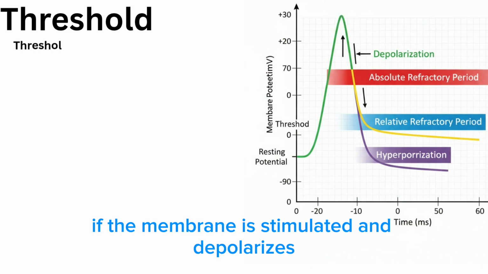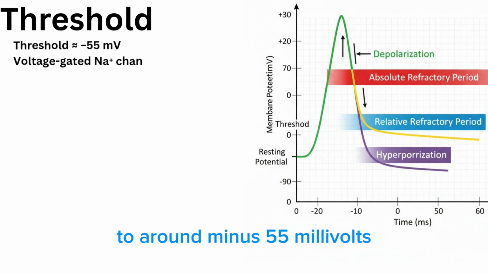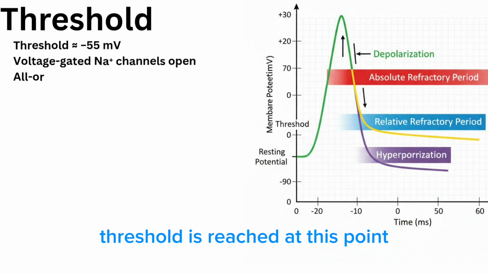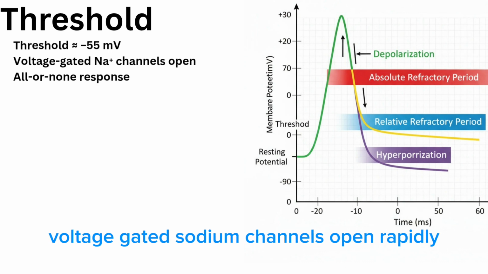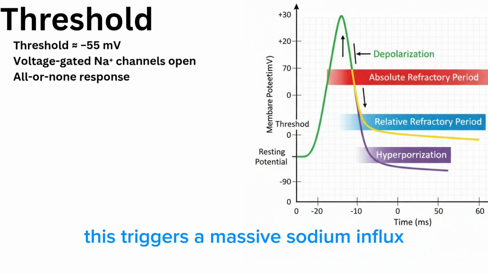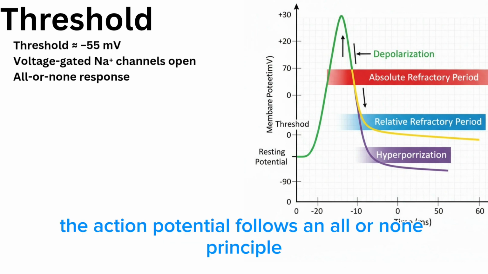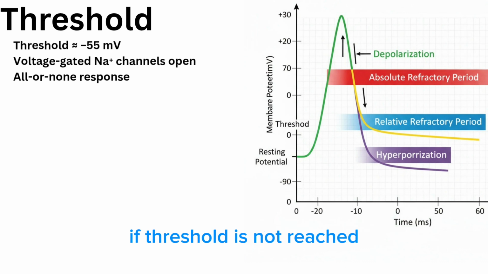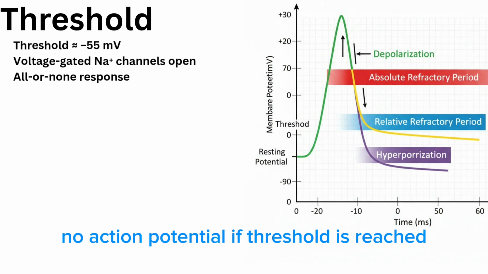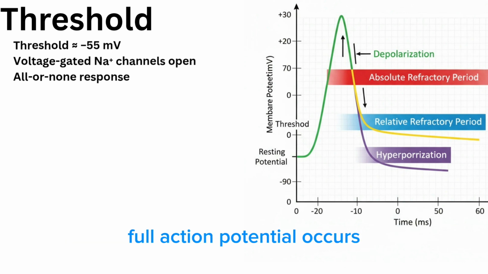If the membrane is stimulated and depolarizes to around minus 55 millivolts, threshold is reached. At this point, voltage-gated sodium channels open rapidly. This triggers a massive sodium influx. The action potential follows an all-or-none principle. If threshold is not reached, no action potential. If threshold is reached, full action potential occurs.